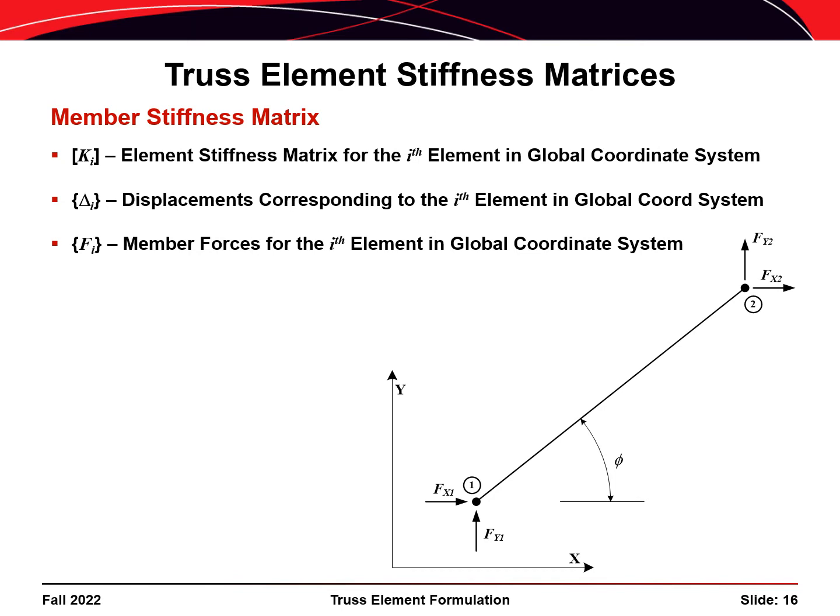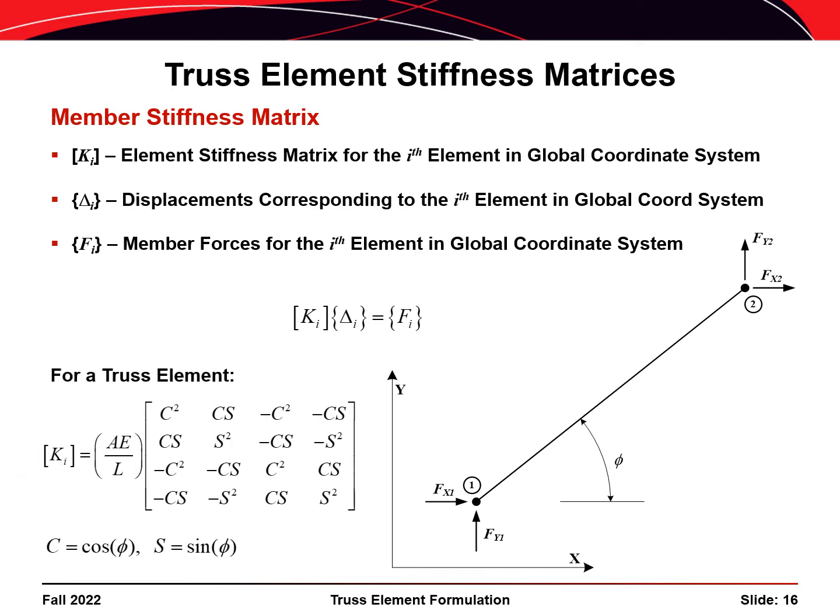We've already defined K sub I and delta sub I, the element stiffness matrix for the ith element and the displacement vector corresponding to the ith element. F sub I is a vector of member end actions or member forces that correspond to the ith element in the global coordinate system. Previously, we had written that for the structure, K, the global stiffness matrix, times delta is equal to P, the externally applied loads. For each of the elements within the structure, we can also write that K sub I times delta sub I is equal to F sub I.